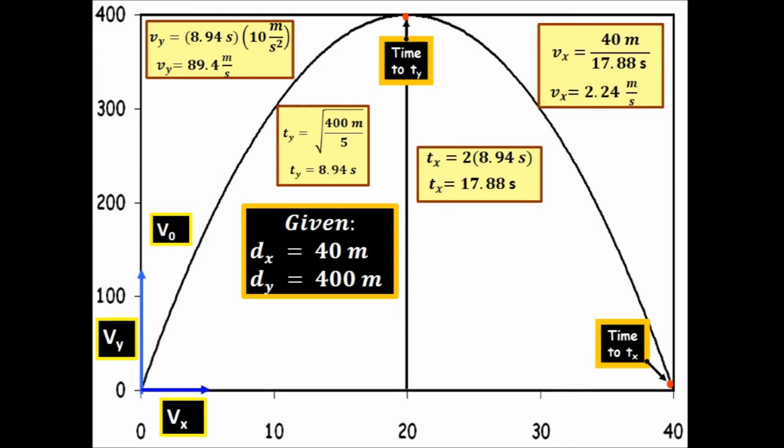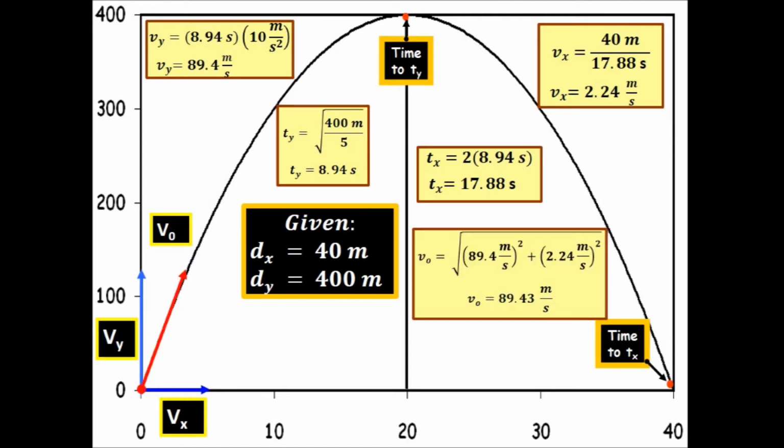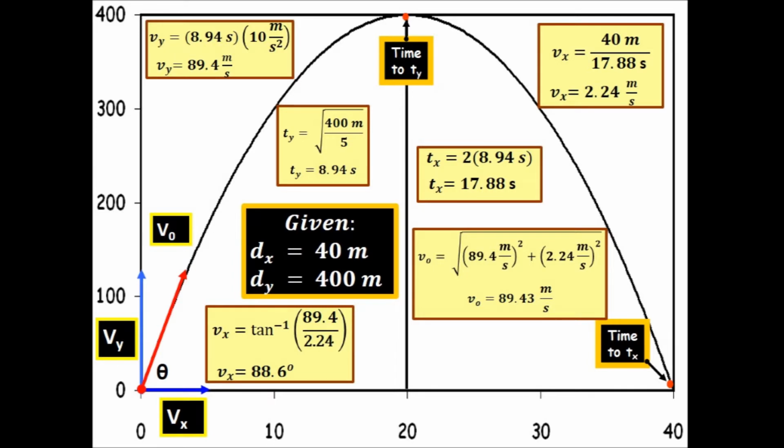Vy is listed. And what else do we have here? We have what Vx is, 40 over 17.88. So Vx is 2.24 meters per second. So we're coming right along. Now, we have to find out what V naught is, and that's going to be root 89.4 squared plus 2.24 squared, and that's 89.43, and that's going to be V naught. Now, the angle is going to be 88.6 degrees, because that's arctangent 89.4 divided by 2.24. Now, that's the answer. That's done.